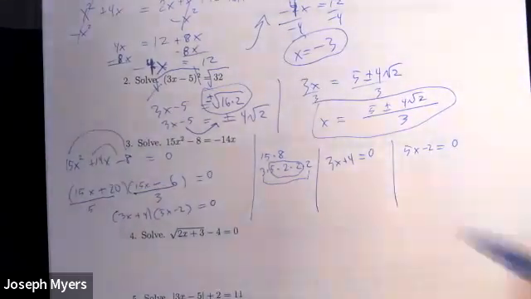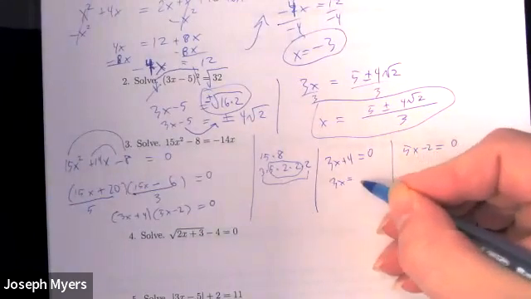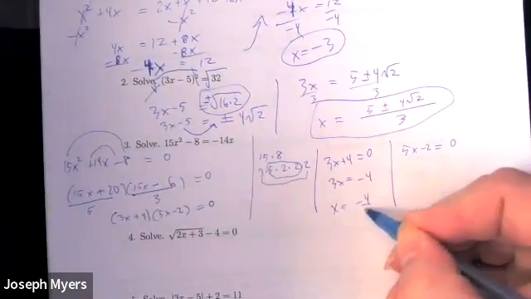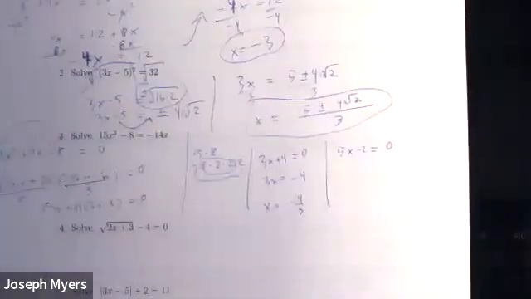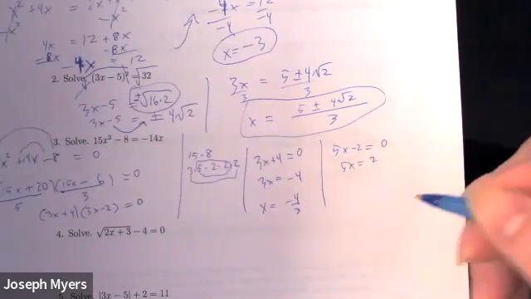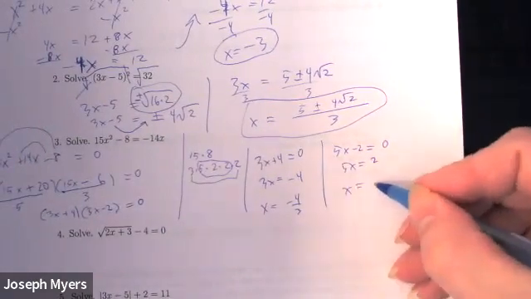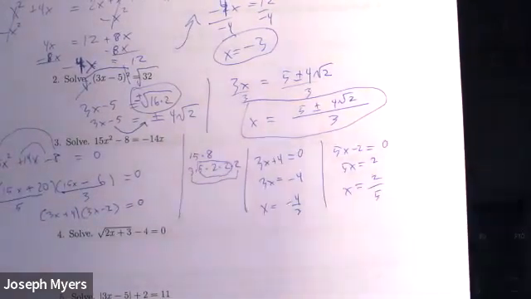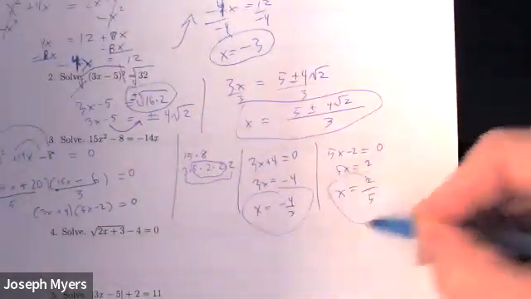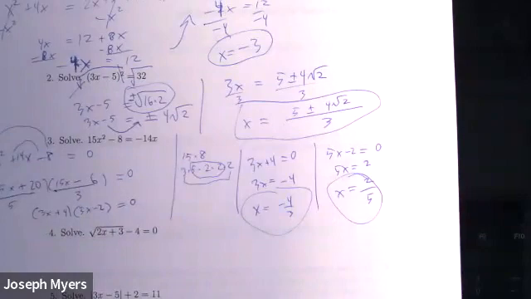So I'll move the 4 to the other side. 3x equals negative 4. Divide by 3, and you'll get x equals negative 4/3. And then the other one, if I move the negative 2 over, it becomes positive 2. Divide by 5, and you get x equals 2 over 5. So those are the 2 solutions, and you can circle those like that. Perfect.